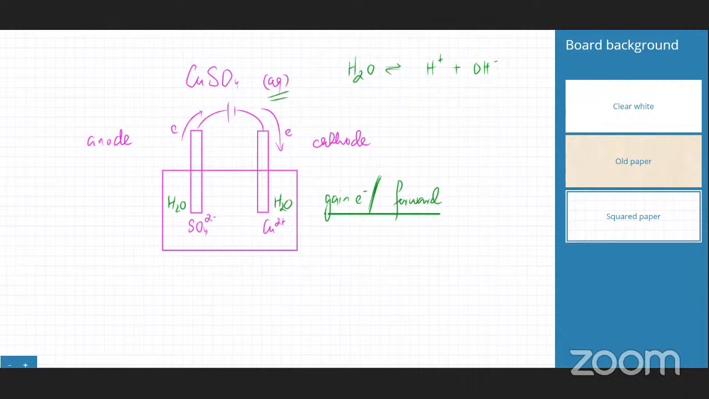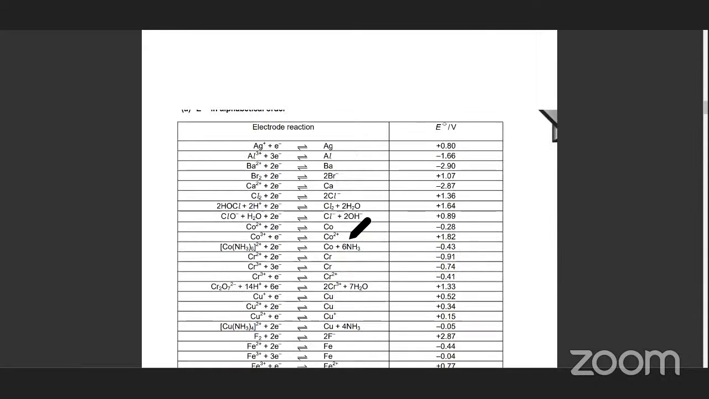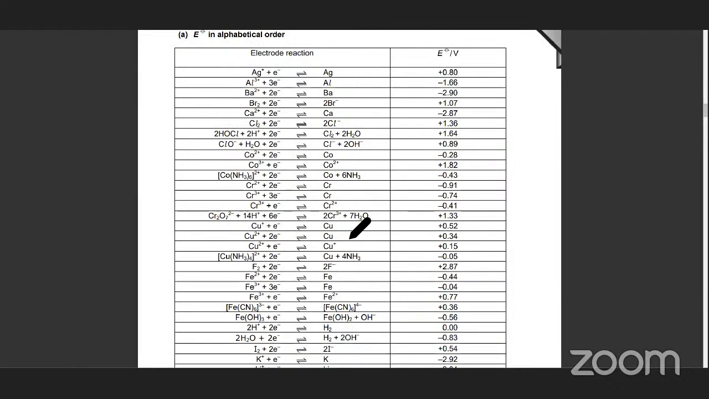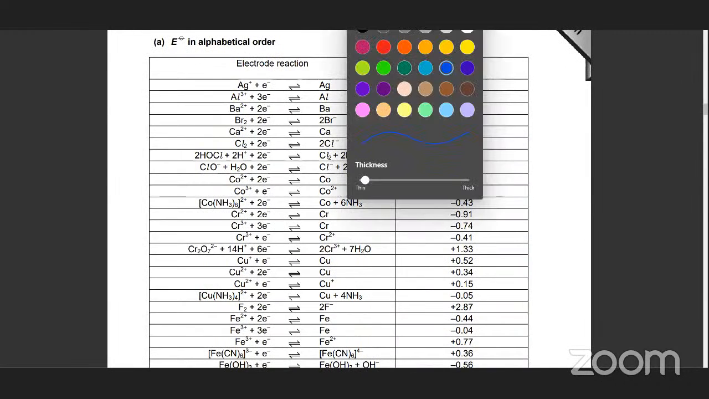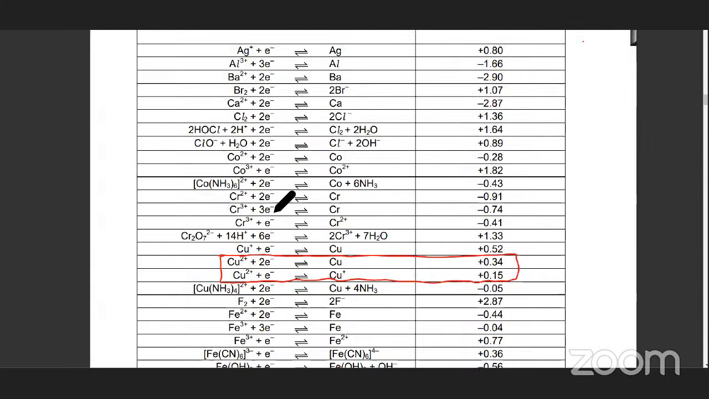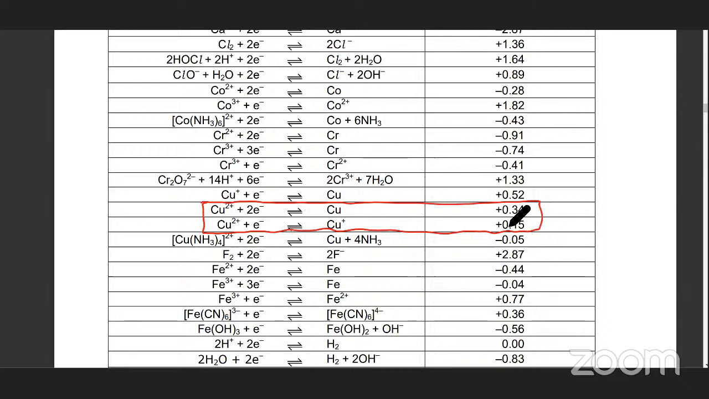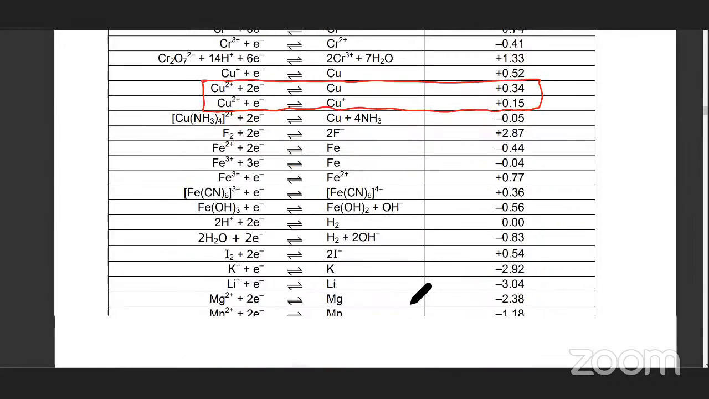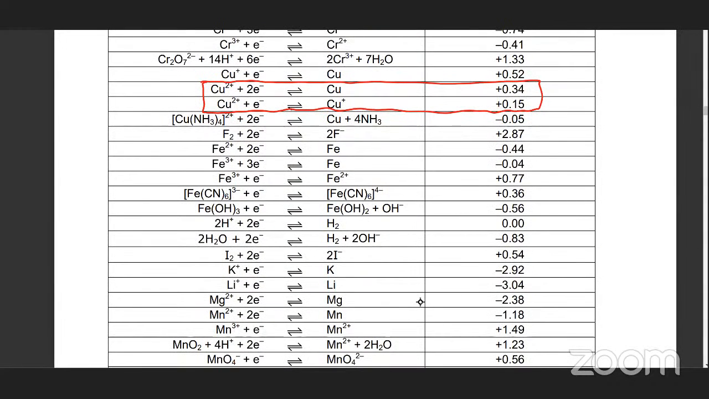Like if I open the data booklet right now and go to the electrochemistry table, I'm going to mark the equations where I have Cu2+. Now I have to look for equations where Cu2+ is gaining electrons. I have two equations over here: Cu2+ could be gaining 2 electrons, or Cu2+ could be gaining 1 electron, and the potentials are given there. Similarly, I would have to look for equations where water is gaining electrons. There's an equation right close to it where you can see water gaining electrons.